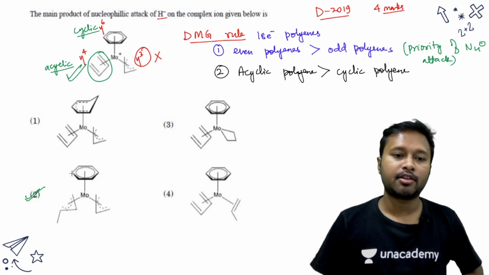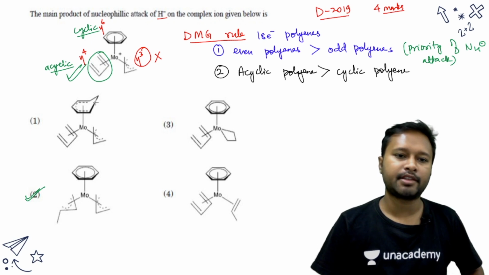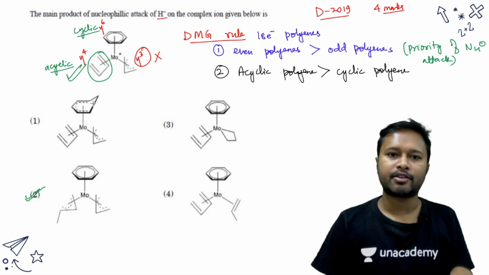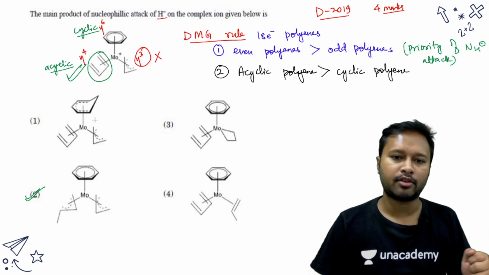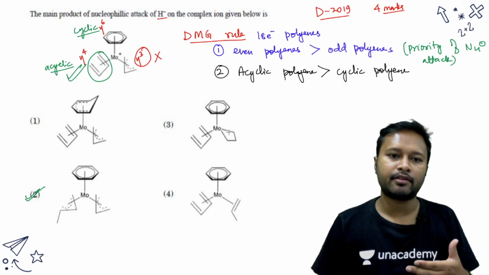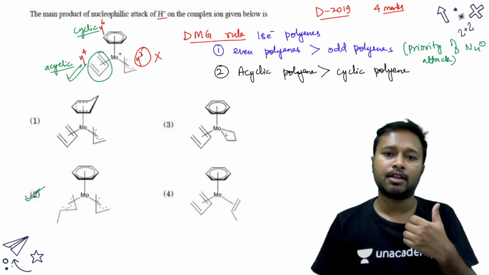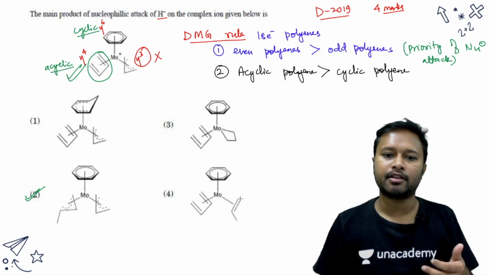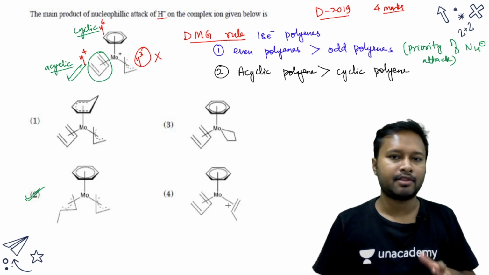Now if you look at the other options, option number 1 says the nucleophilic attack is on the cyclic polyene. That is not going to happen because for acyclic you have to give more priority. Here again they have done the nucleophilic attack on the odd polyene, which is not correct, and the same goes over here. They have attacked the odd polyene, which is not going to be correct.